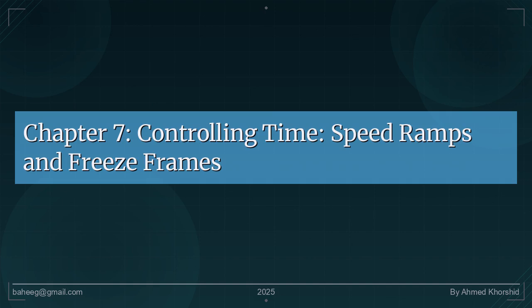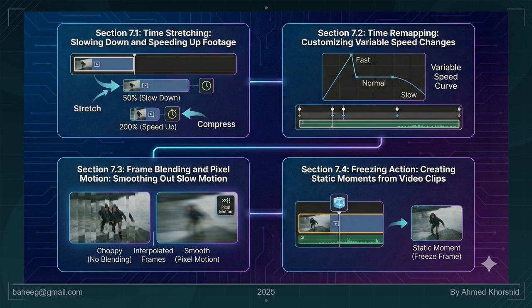Chapter 7, Controlling Time, Speed Ramps and Freeze Frames. Section 7.1, Time Stretching, Slowing Down and Speeding Up Footage. Section 7.2, Time Remapping, Customizing Variable Speed Changes. Section 7.3, Frame Blending and Pixel Motion, Smoothing Out Slow Motion. Section 7.4, Freezing Action, Creating Static Moments from Video Clips.